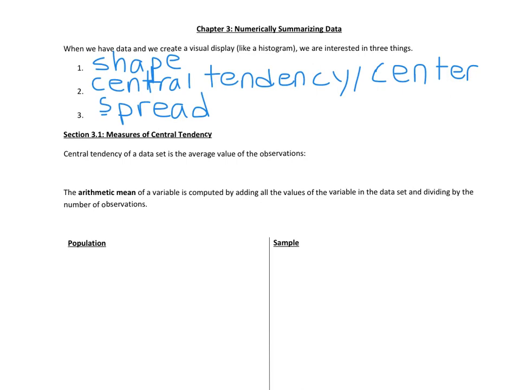Okay, so first off, when we talk about the central tendency, it's an average value of the observations, and we are going to look at three central tendencies in 3.1. We're going to look at the mean, which is what people normally think of when we say average. We're going to look at the median, and the one we don't use as often is the mode. All right, but it still measures central tendency.